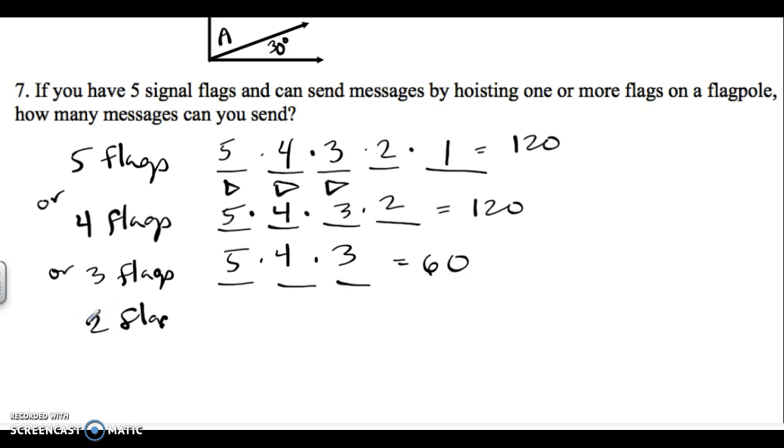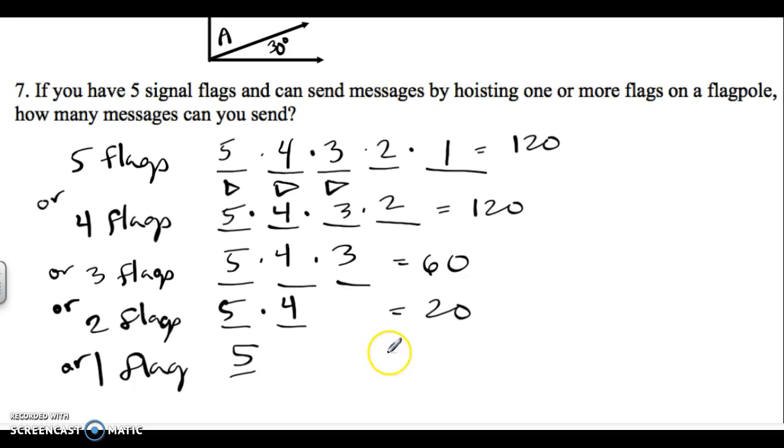If you have 2 flags up, we have 5 possibilities in the first case, and then 4 possibilities in the second case. So that gives us 20 ways of doing 2 flags. And then we also have the option of 1 flag. And if you only have 1 flag, then you only have the 5 ways. So if we have 5 signal flags, how many messages can we bring up? Well, we're just adding them all up. 120 plus 120 plus 60 plus 20 plus 5. That adds up to 325 ways.